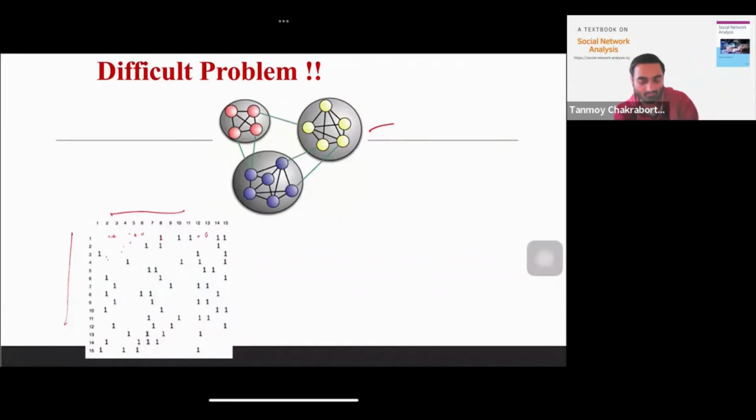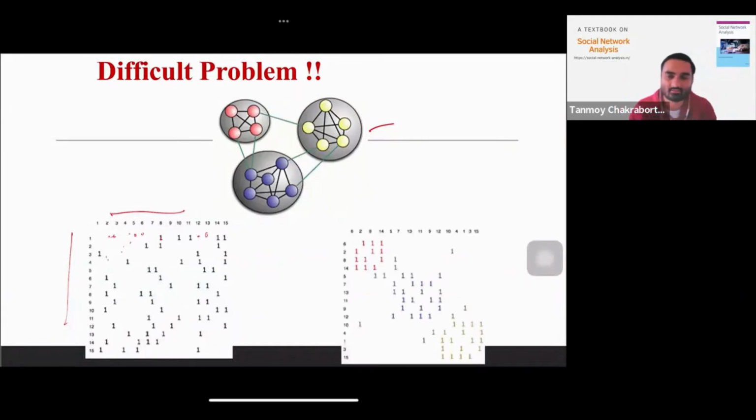So what is the task of community detection? The task of community detection is nothing but modifying the actual adjacency matrix to a new structure, so that all these ones basically move towards the diagonal side, right? How do we do that? You basically exchange rows and columns, right?